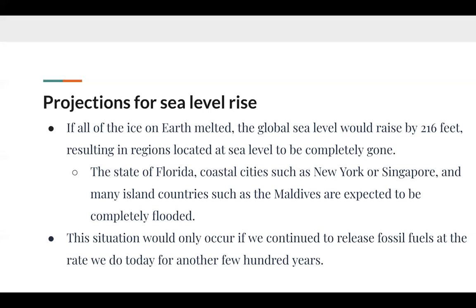For example, the state of Florida and coastal cities such as New York or Singapore, and many island countries such as the Maldives, among others, are expected to be completely flooded. And lastly, this situation would only occur if we continue to release fossil fuels as we do today. Remember, this can be stopped at the rate we do today for at least a few hundred years.